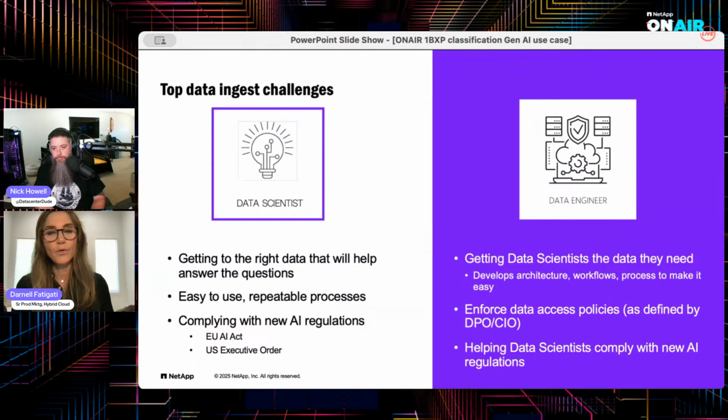When we look at this from an AI perspective, we've got a couple of different people that care about this and are struggling. First, we have the data scientists. What they want to know is that they're going to be able to get to the right data that will help answer the questions they're trying to address. Number one, it has to be easy to use, and it has to be a repeatable process.